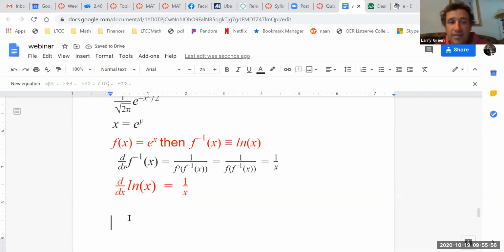Any questions on these two big theorems? Okay, the derivative of e to the x is e to the x. The derivative of ln of x is 1 over x. Okay, which means now we can do all the other derivative rules and all that, do everything we want.